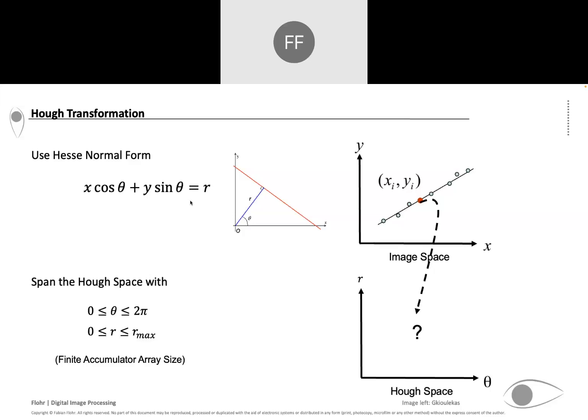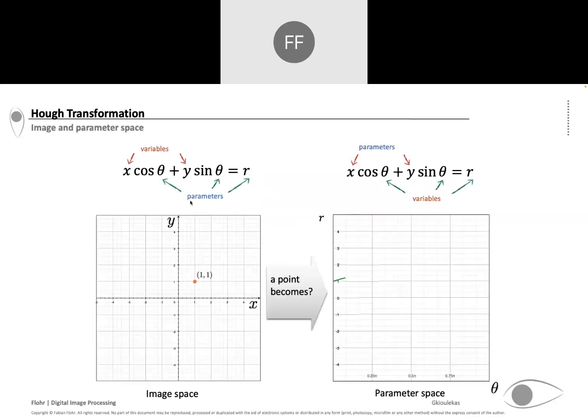Exactly. I would have said that later, but in general, the Hough transformation is applicable to a lot of problems outside the image domain, right? And indeed, if you work in the image domain and you're only interested in lines which are in the image, then you can nicely set your r max.